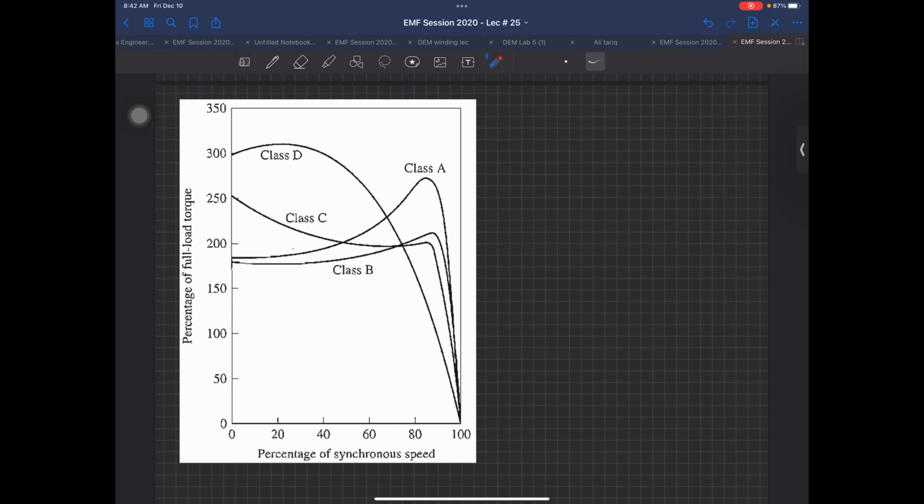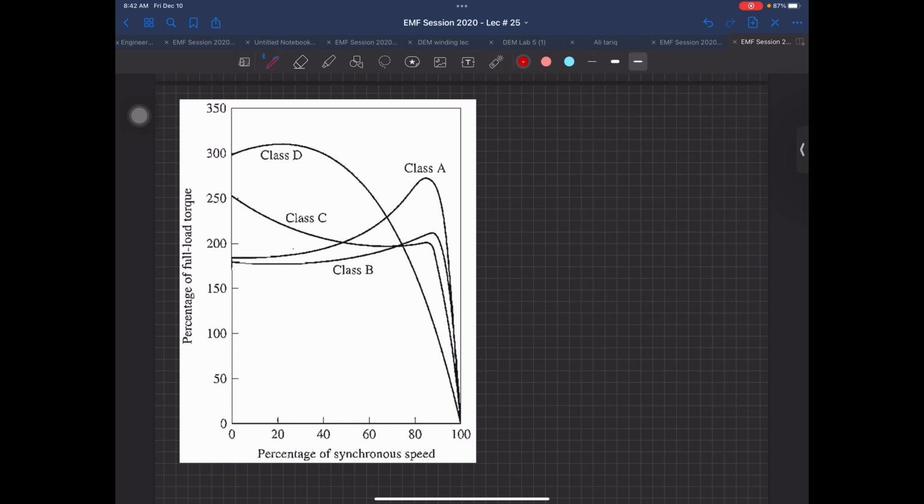But if you see, class D is the same, having a high R2. So what we want to do now, I want to combine class A and class D and make class B and class C. Class B and class C have a slight difference. If you see, class C has a higher starting torque, class B has a little smaller, but overall their curves are almost similar in the low slip region. How are we going to do it?